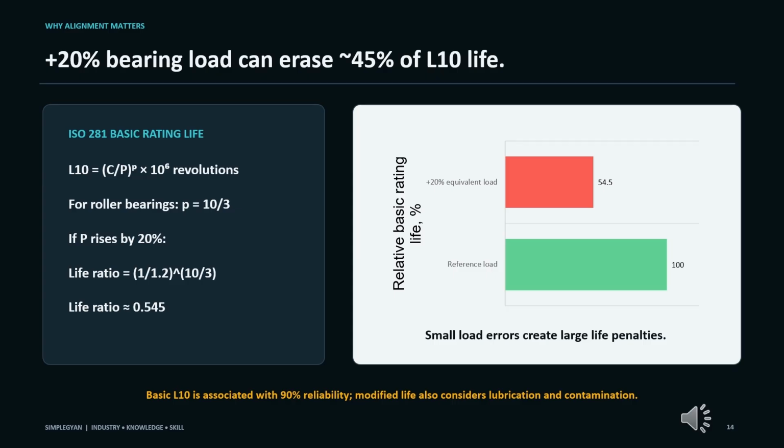Misalignment also punishes bearing life nonlinearly. Under the ISO 281 basic rating life relationship, L10 is proportional to C over P raised to a power. For roller bearings, that exponent is 10/3. If equivalent dynamic load rises by only 20%, the relative basic life becomes 1 divided by 1.2 to the 10/3 power, about 0.545. In other words, roughly 45% of basic rating life disappears. ISO 281 defines basic rating life at 90% reliability, and its modified approach considers lubrication and contamination.